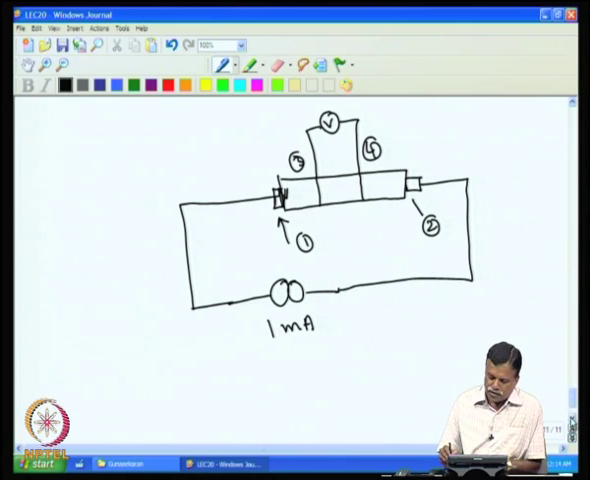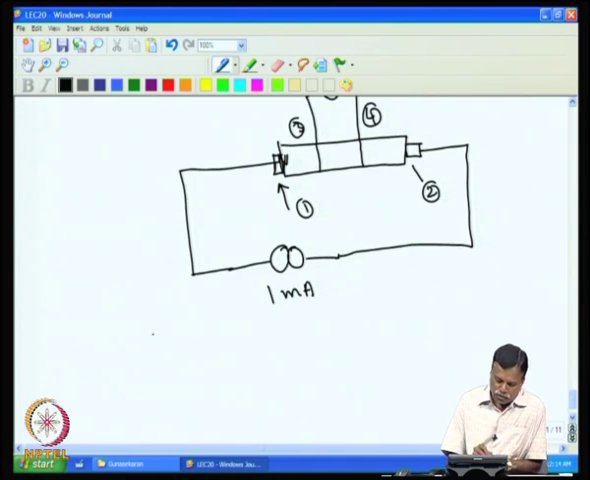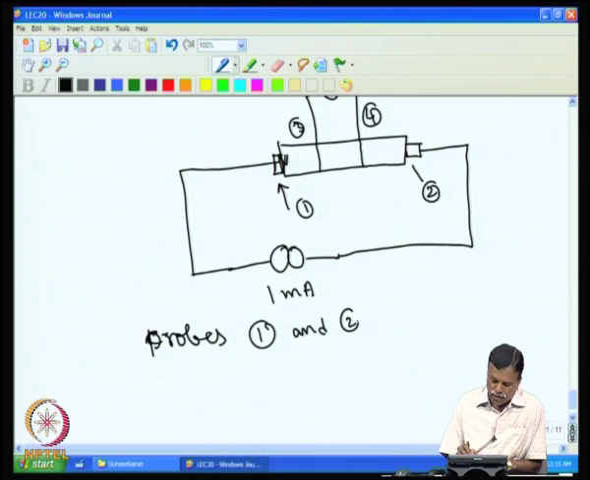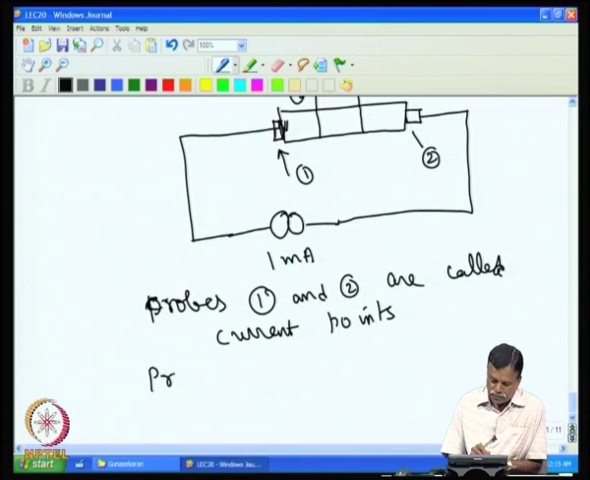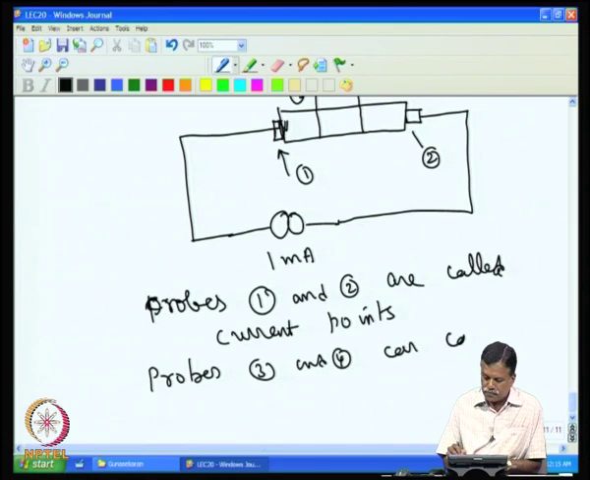Of the 4 probes, probes 1 and 2 are called current probes, current points. Probes 3 and 4 are called voltage points.